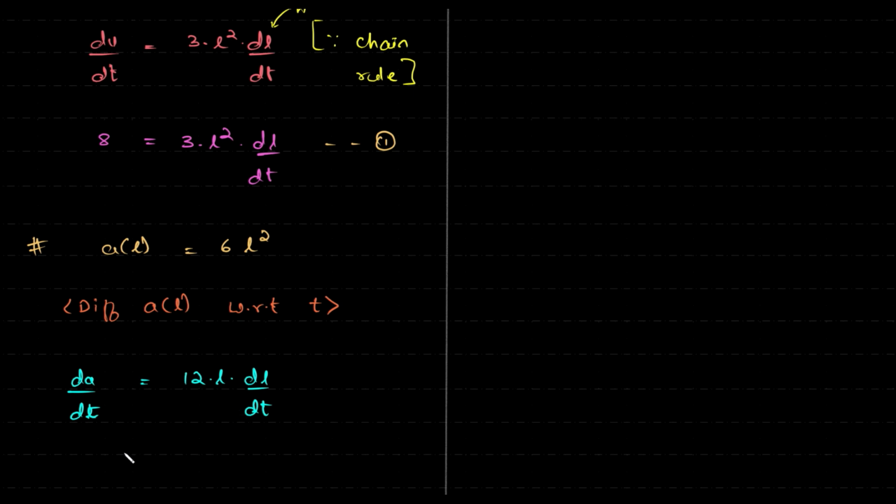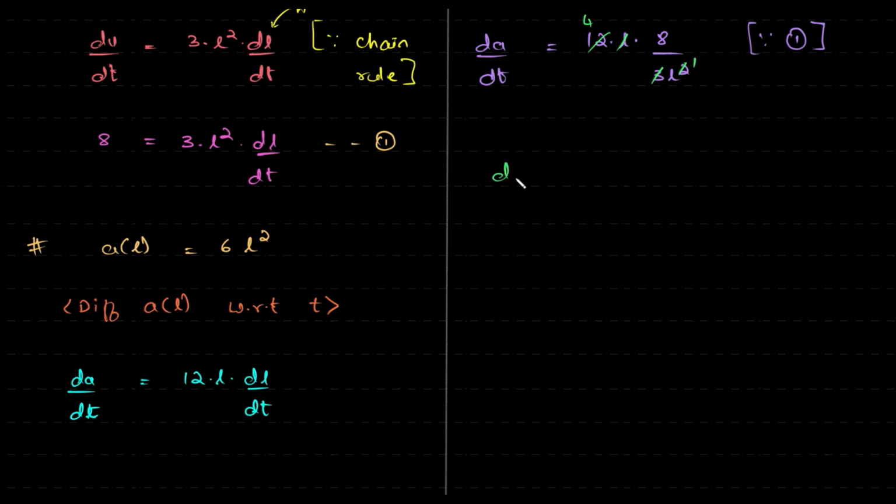So now we are looking at dA by dt, 12L and dl by dt as per equation 1, it is 8 by 3L square. This is from 1. See, that's what I mean. Here you can see what will happen. 3 1s are 3, 4s are L and this will get cancelled. See how things got convenient, right?